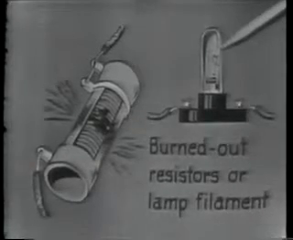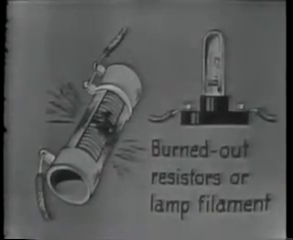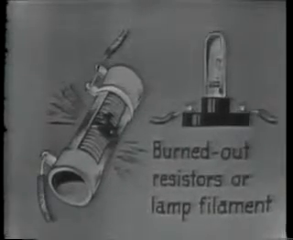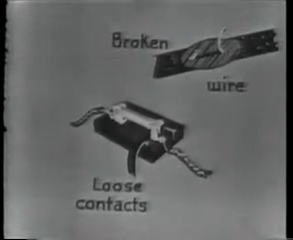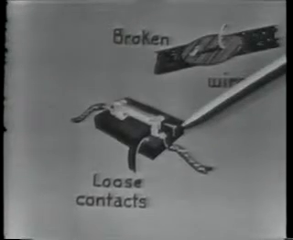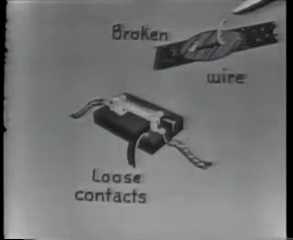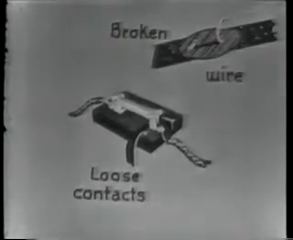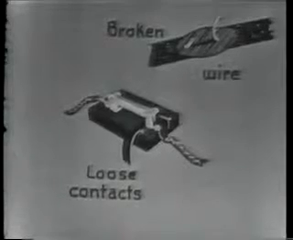This lamp has a burned-out filament or lighting element, so it's an open also. Here are two other examples of opens: a switch with a loose contact and a broken wire. All of these components could cause an open, and they all give the same results.